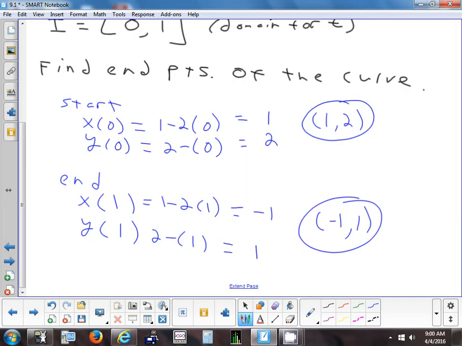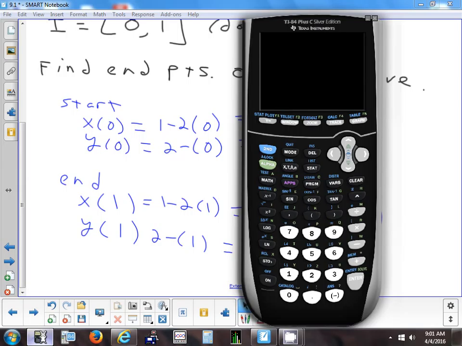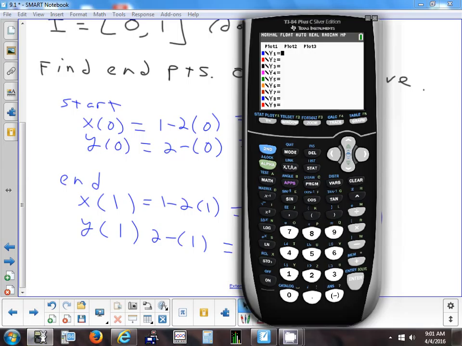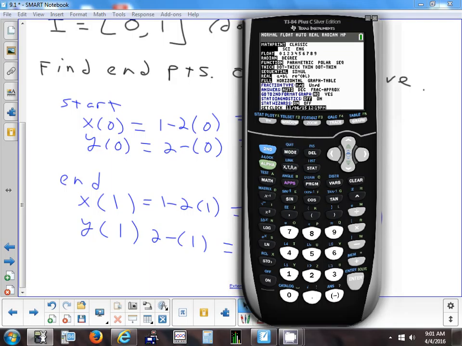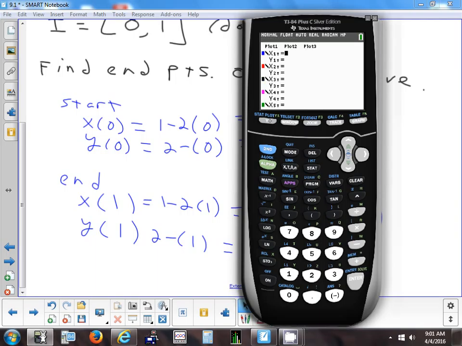All right, now let's try it on the calculator. First thing we have to do is change the mode so it's not in function anymore. We're going to change it to parametric. Just press mode and put it on parametric. Now once you set it on parametric, press the y equals button. It looks a little different. It shows there's an x and a y equation for each graph, and that's where we're going to type in our two equations.